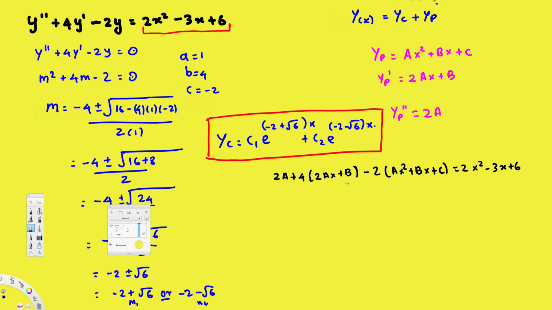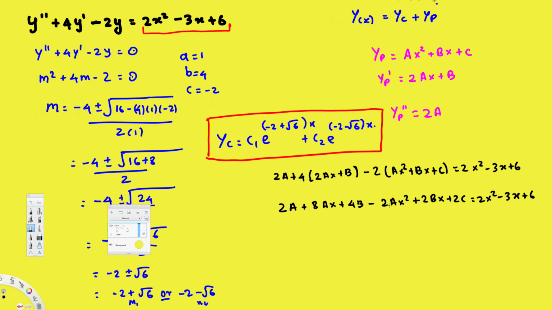Now our purpose is to find the a, b, c values. We are going to find them by equating coefficients. If you have done partial fraction decomposition, you know that we can separate the powers, or degrees, and then compare the coefficients. So this is going to be 2a plus 4 times 2ax, which is 8ax, plus 4b, minus 2ax square plus 2bx plus 2c. On the other side of the equation we have 2x square minus 3x plus 6. Now let's arrange this according to the x powers.